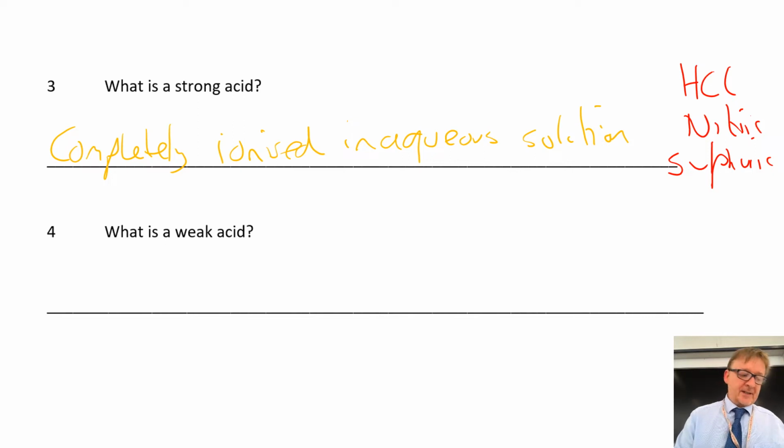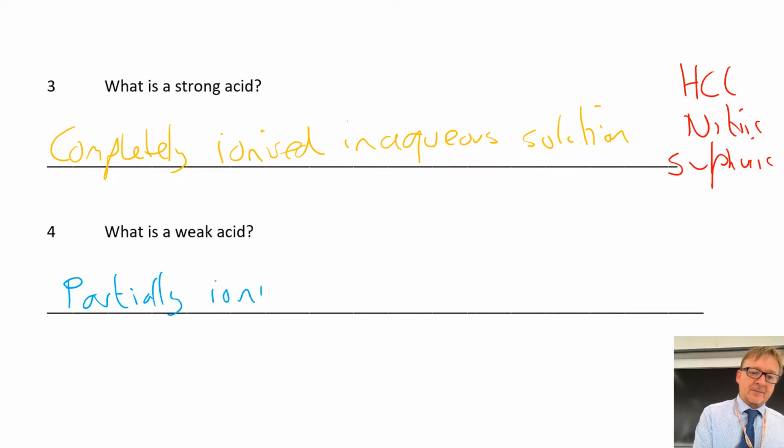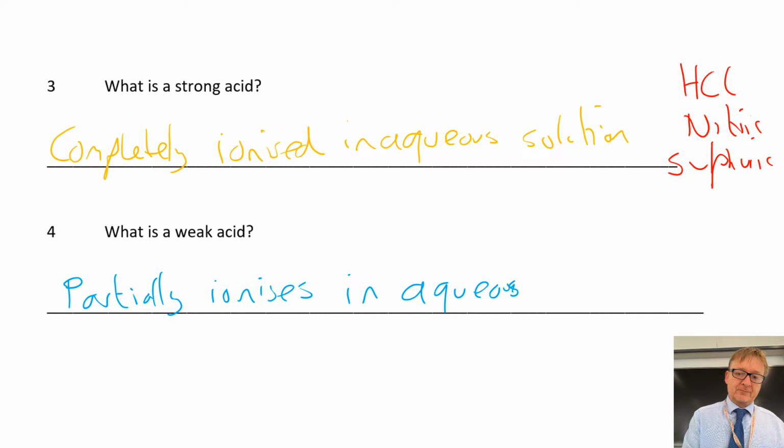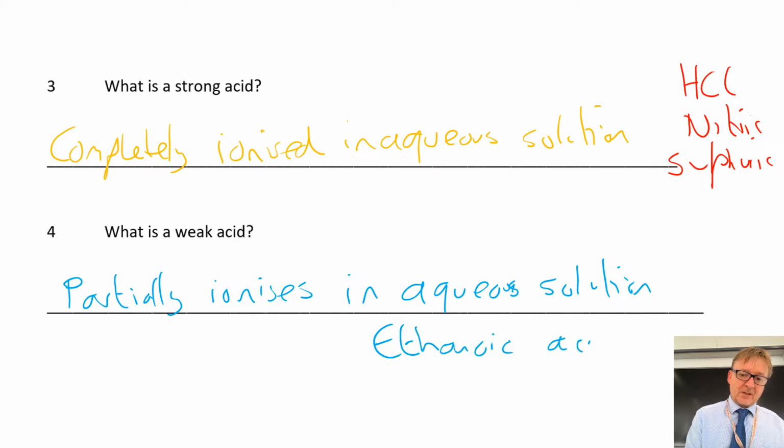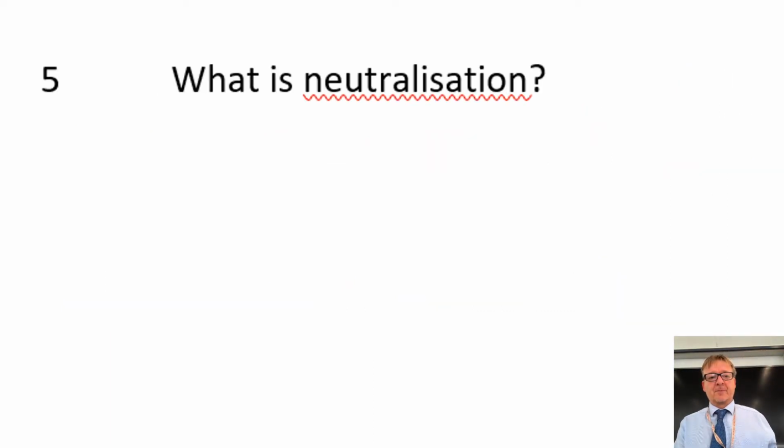What is a weak acid? A weak acid is one that partially ionizes, and again, it's in an aqueous solution. Good examples of that are things like ethanoic acid and citric acid. So ethanoic acid is vinegar, citric acid is then like lemon juice.